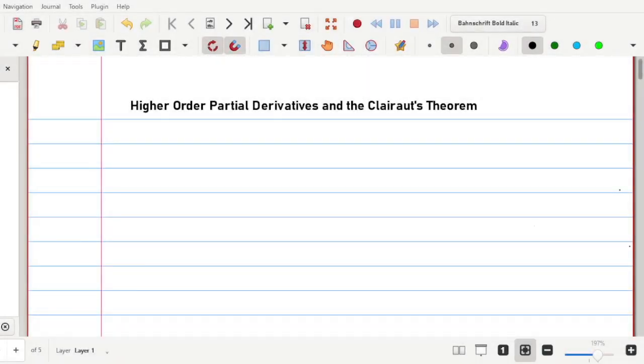Welcome to this lecture on partial derivatives. In this lecture, we will study the higher order partial derivatives and take up the Clairaut theorem. Now, before starting the higher order partial derivatives, we shall recall what we mean by a partial derivative of a function.